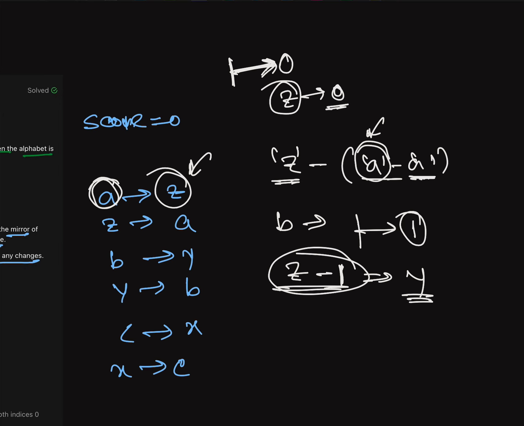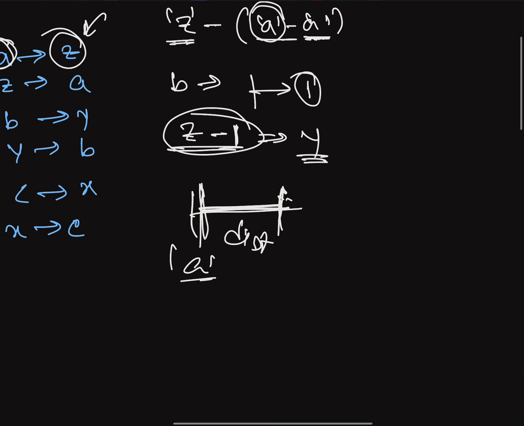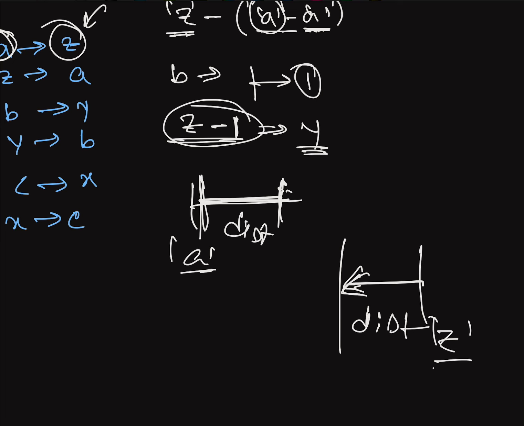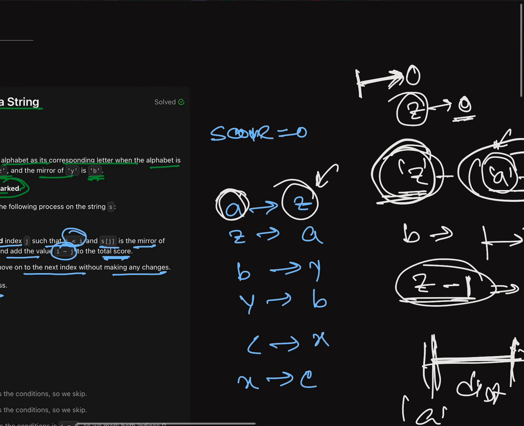So I first take the current character and find its distance with respect to A. Then, to get the mirror character, I subtract the same distance from Z. Got it? That's why I take the distance and subtract it from Z. This is how to get the mirror character of any character.